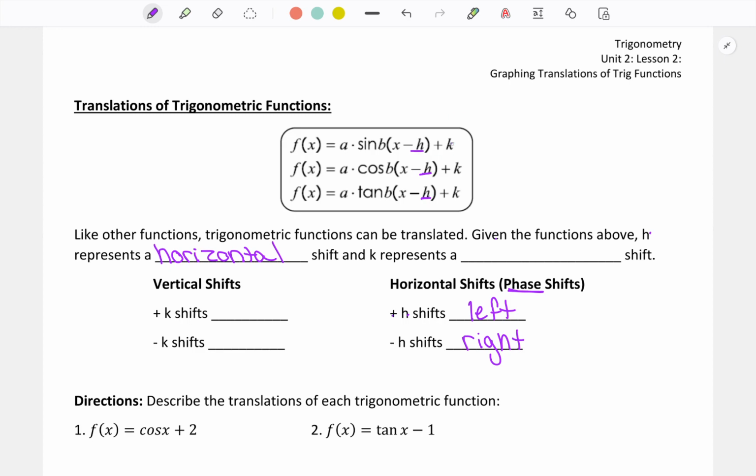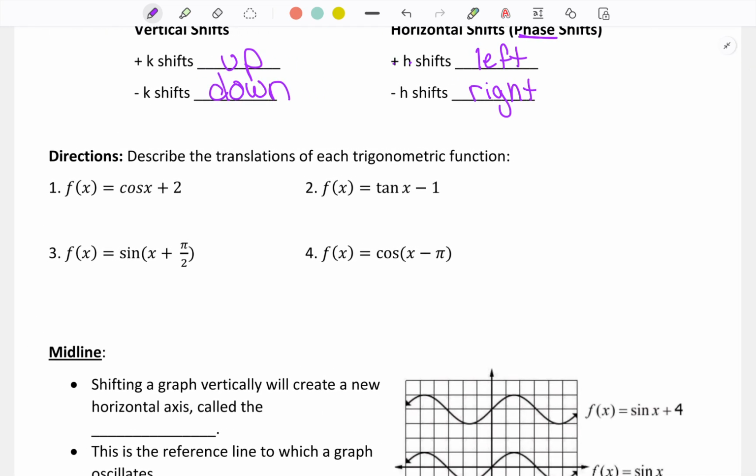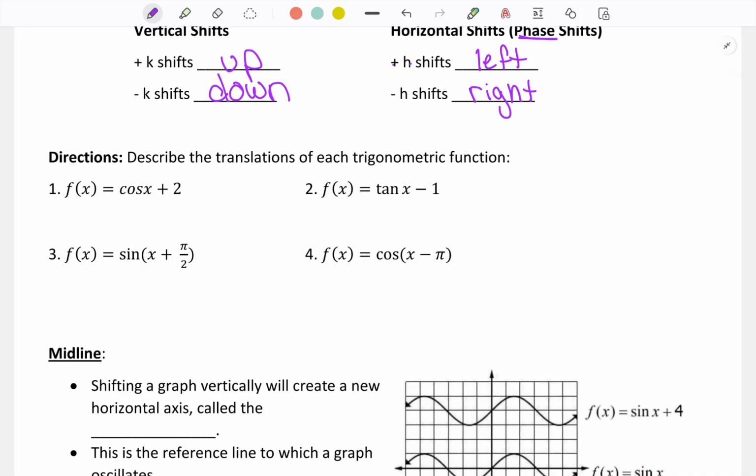And then k, which is added to the end in our examples, represents a vertical shift. If your k is positive, you're going to shift up. If your k is negative, you will shift down. In a lot of ways, your stretch and shrink is taken care of with the period and the amplitude of these functions, so that is something we have already dealt with. So let's see if we can spot the transformation in these functions, and then we will look at graphing them.